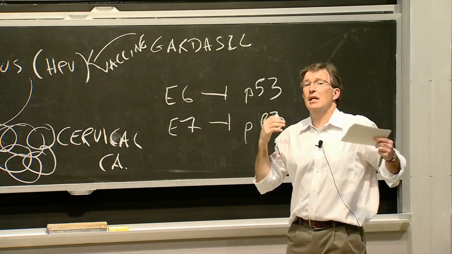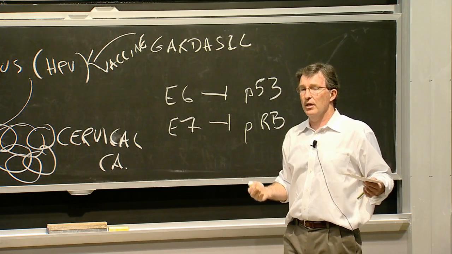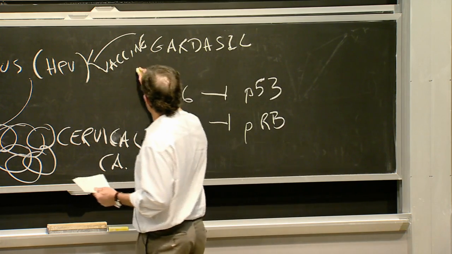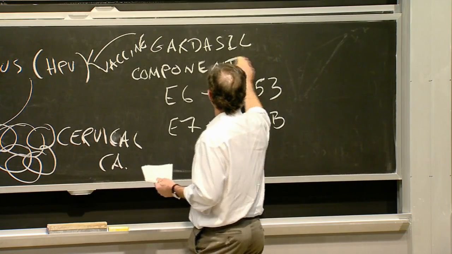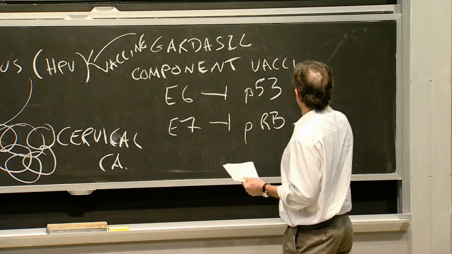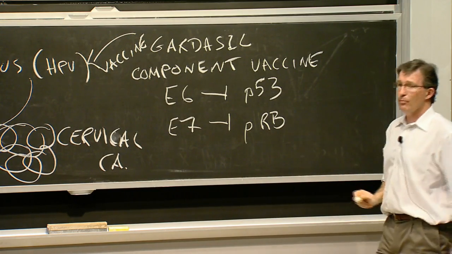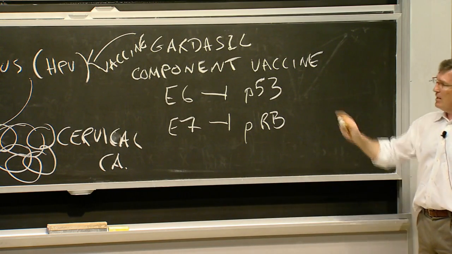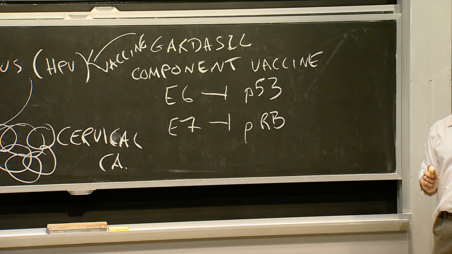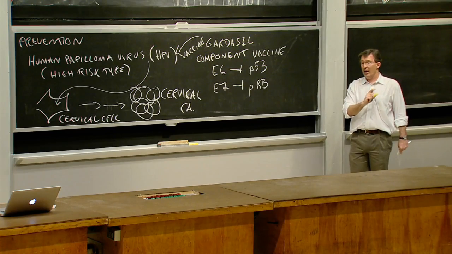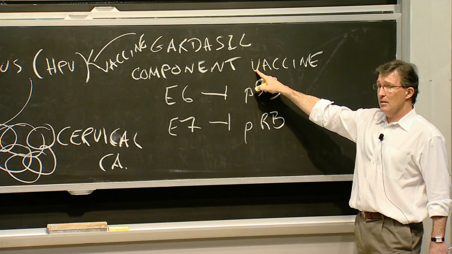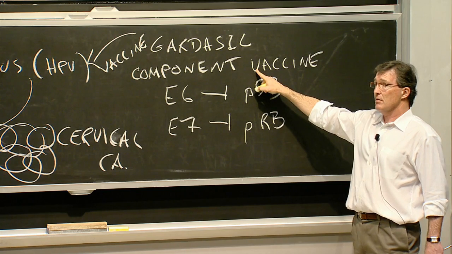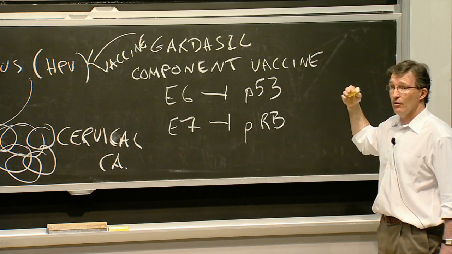So that individuals cannot be infected productively with this class of viruses. Specifically, it's a component vaccine made of recombinant proteins that are present in the high-risk types of HPV. As a component vaccine, this vaccine does not produce a replicating virus. It's just pieces of the virus. So there's no risk of a viral infection here.